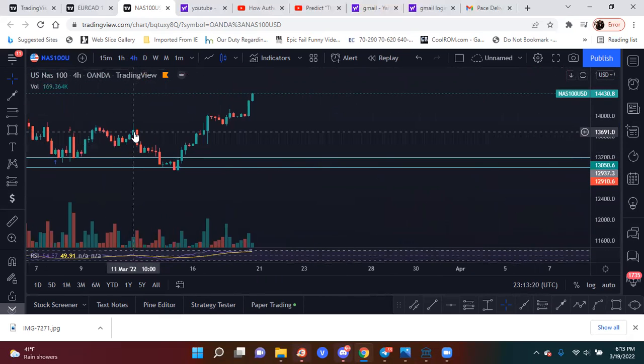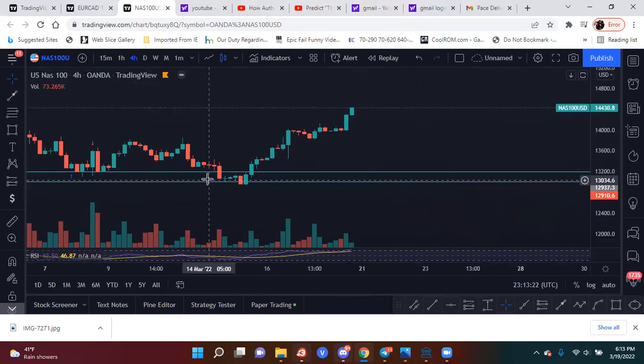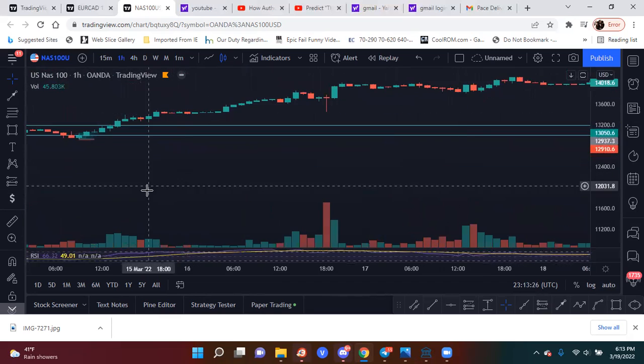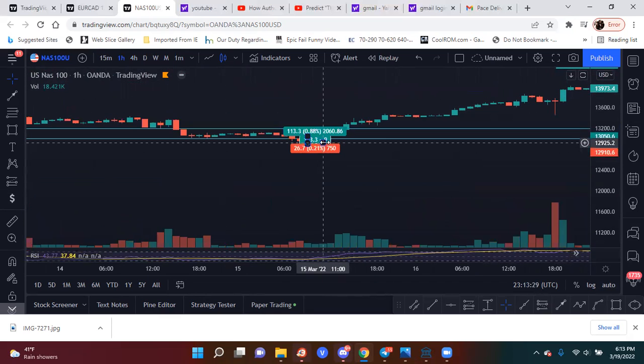H4. I don't know, where did mine go? It's hard to see my area. Oh, there it is. Gotta move it over a little bit.